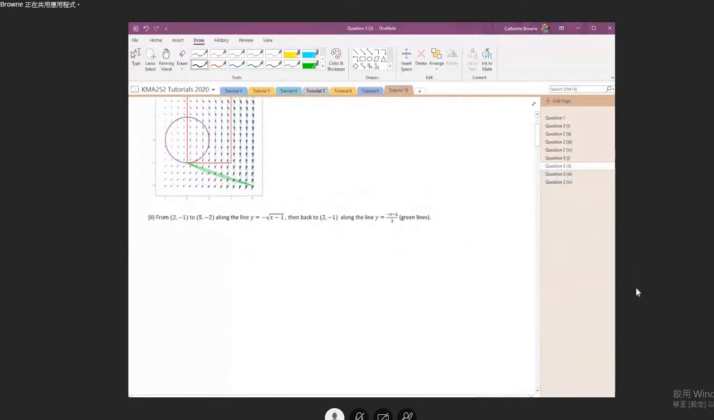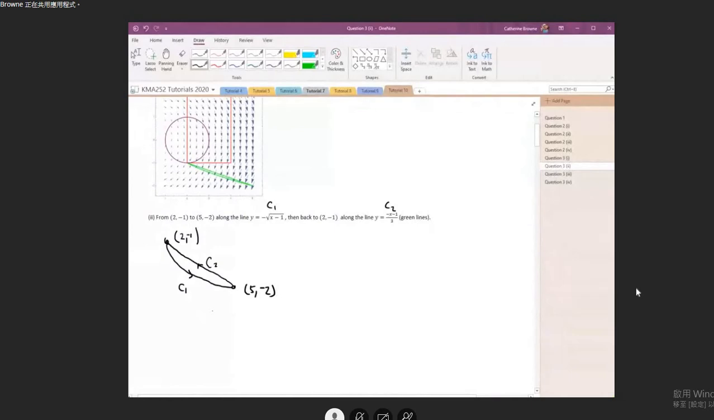So for this one, I'm going from the point 2, minus 1 here, and I'm going along this slightly curved line to the point 5, minus 2 that way, and then, oops, should be a linear line. I'm not very good at drawing straight lines on this. And then C2 is going to be this straight line here. So C1 is given by minus the square root of x minus 1, and C2 is going to be given by just the linear line, minus x minus 1 all on 3.